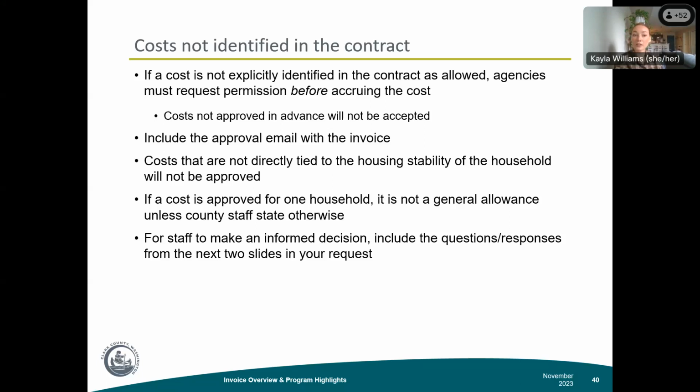If a cost is approved for one household, it is not a general allowance unless county staff state otherwise. For staff to make an informed decision, include the questions and responses from the next 2 slides in your request. This is a book. I'm not going to read every bullet line by line, but please answer all these bullets when sending in requests for items that aren't identified in your contract.